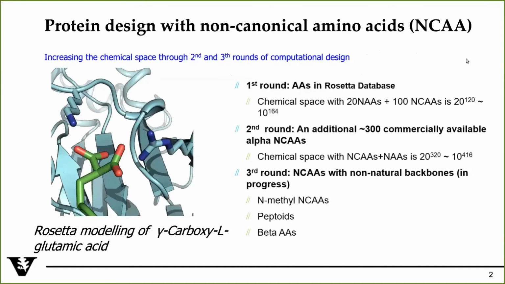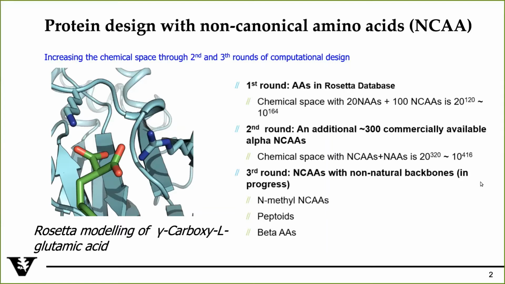So the current status of designing proteins with non-natural amino acids right now in the Rosetta database: the Rosetta community now has access to the rotamer library of 20 natural amino acids and around 100 non-natural amino acids that are available in the Rosetta database.